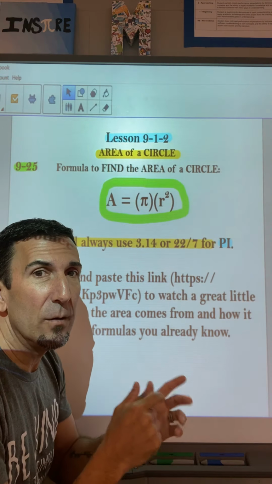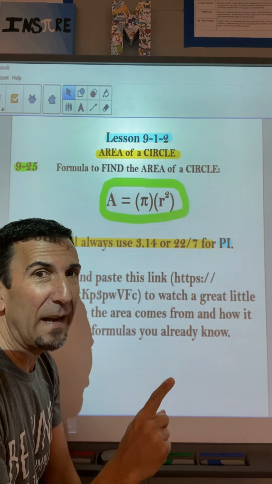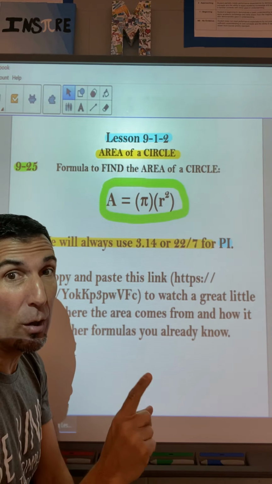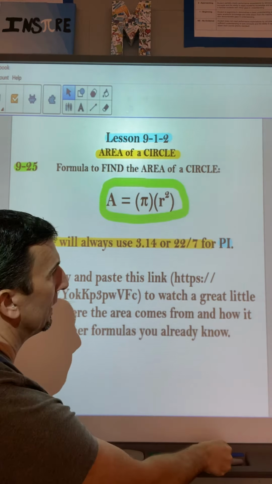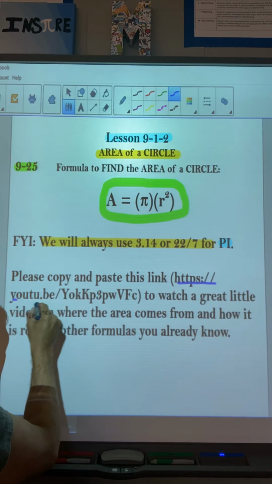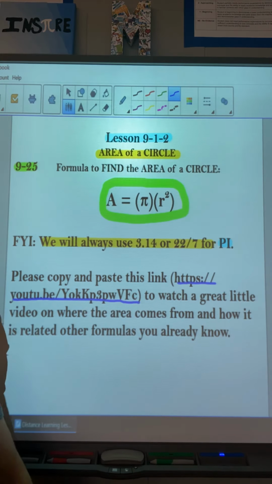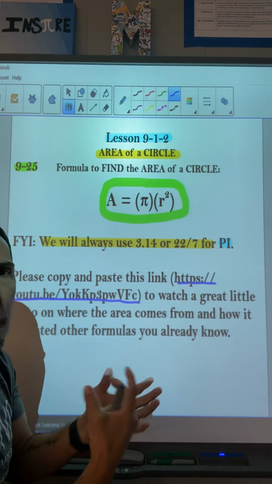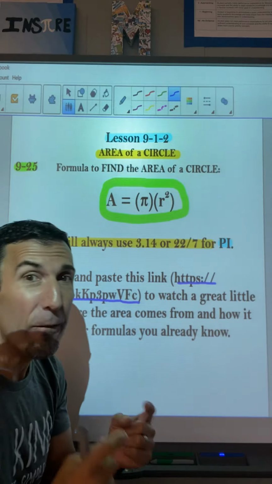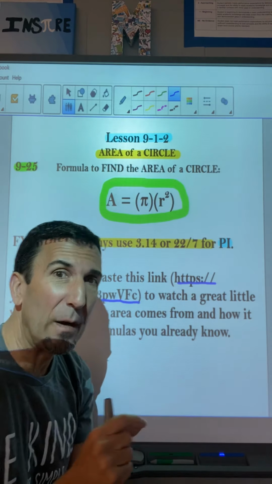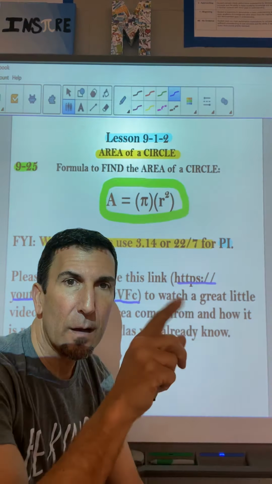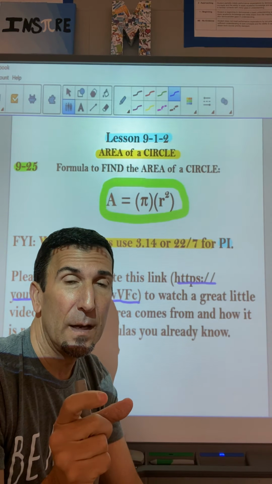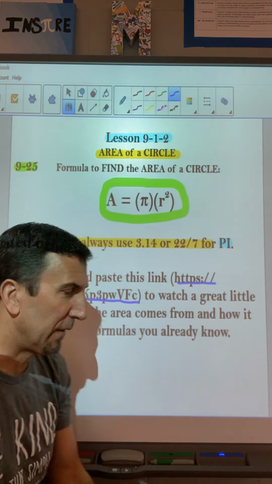Now, what I'm going to do is pause right here in a second. I need you to do this on your own. You're going to copy this URL right here into a browser. Okay? And you're going to bring up a video on YouTube for where this formula comes from. Now, if it malfunctions for whatever reason, here's what I want you to do. Just go into YouTube, search area of a circle, and you're going to see it in green. I'll show you what it looks like.